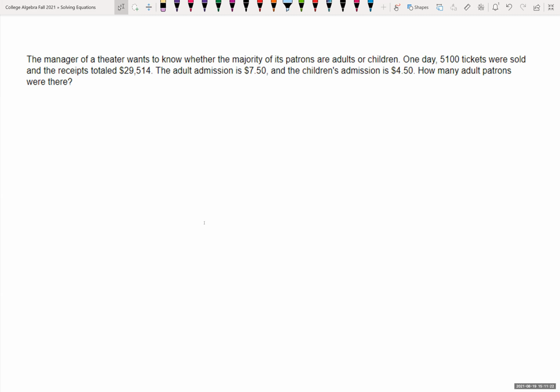So we talked about how to set up our word problems. The first step is that we're going to choose our unknowns and what we're trying to solve for. Let's determine what your variable is going to be and what it's going to represent. A lot of times we can do this by looking at what the question asks us. It's asking us at the end here, how many adult patrons were there? So I'm going to choose, I like to use X, so let's use X to equal the number of adult tickets sold.